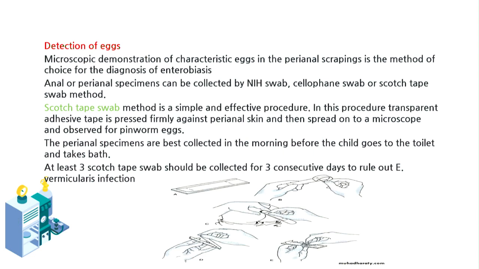So how are the eggs detected? The microscopic demonstration of characteristic eggs in the perineal scrubbing is the method of choice for the diagnosis of Enterobius. Anal and perianal specimens can be collected by an NIH swab, silicone swab, or Scotch tape swab method, which is the choice for this detection.